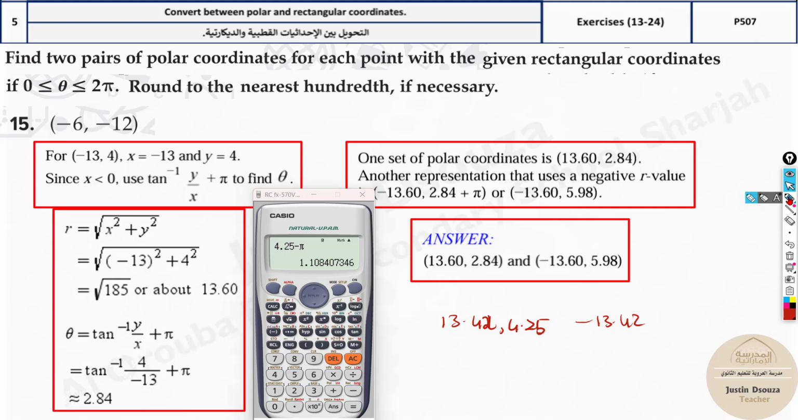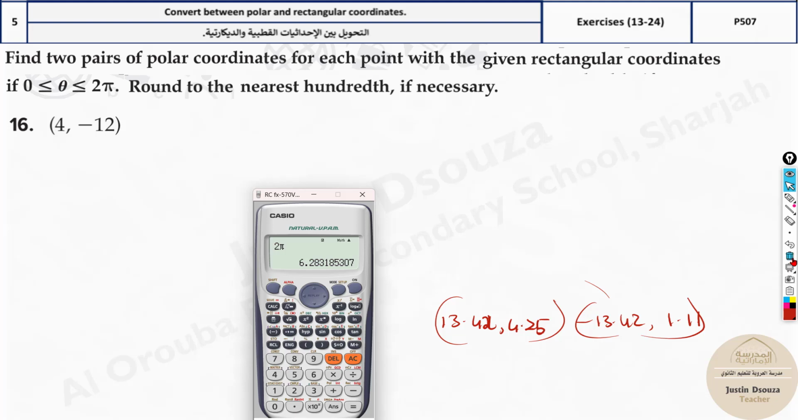Now this is the other answer, that is 1.11. So this is one set of answer, one set. Remember, when you add or subtract by pi, you have to change the sign of r. So that's it. Now if you want to check this 2 pi, what is the value? It is 6.28. So it should be less than that, right? So that's it. Please do solve the other problems by yourselves.